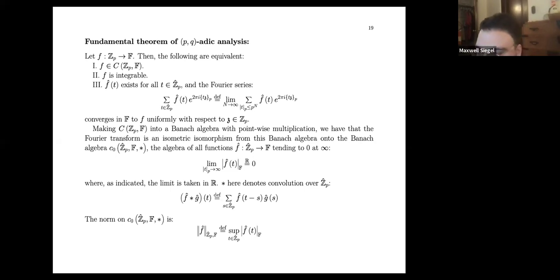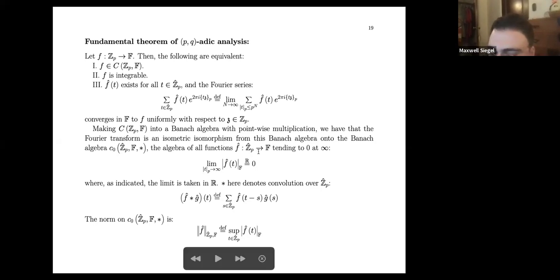By analysis standards. And importantly, if we make these q-adic continuous functions into a Banach algebra under pointwise multiplication, the Fourier transform is an isometric isomorphism from this Banach algebra onto the Banach algebra C0 of all functions f hat from Zp hat to F which tend to 0 at infinity. And here the star denotes convolution over Zp hat, which is defined like so.